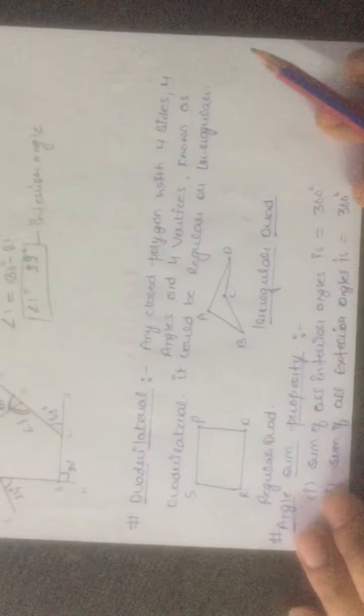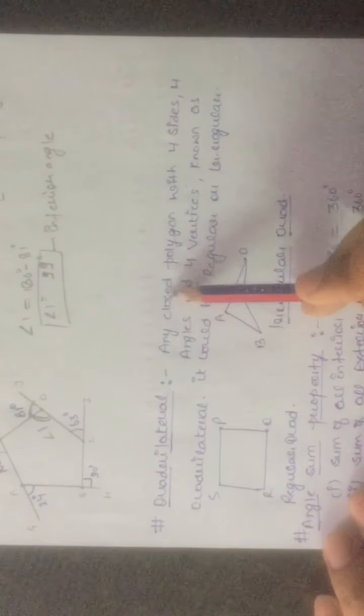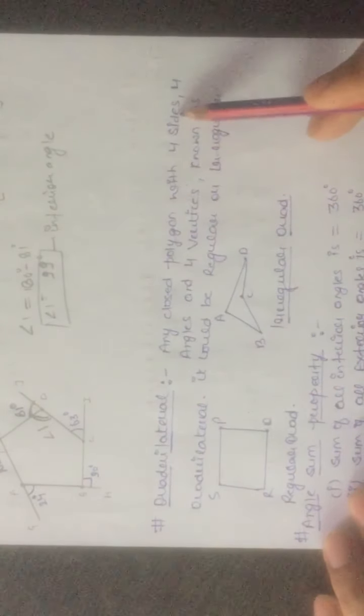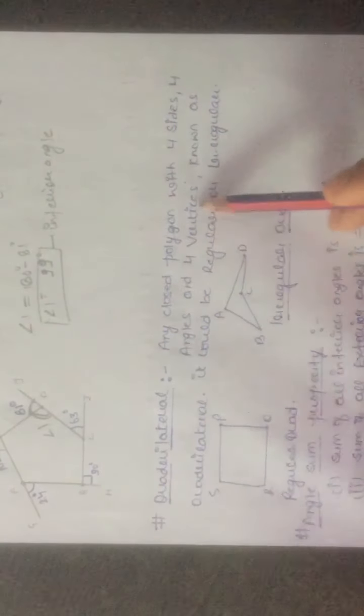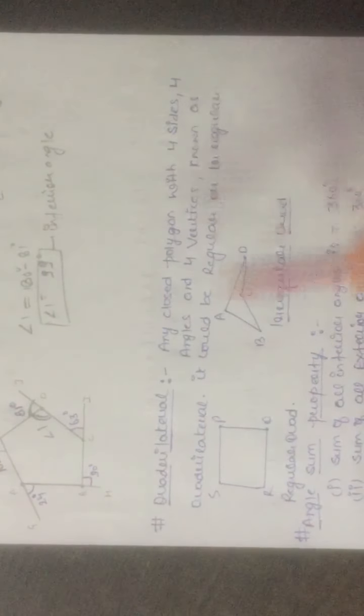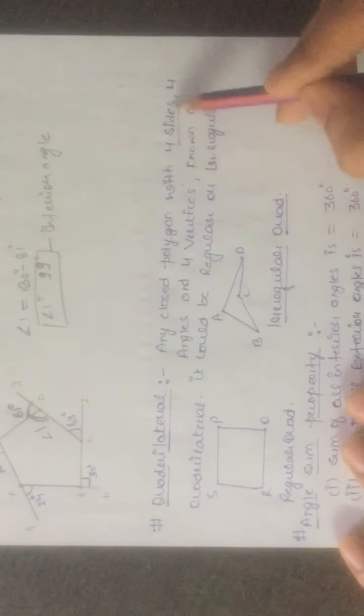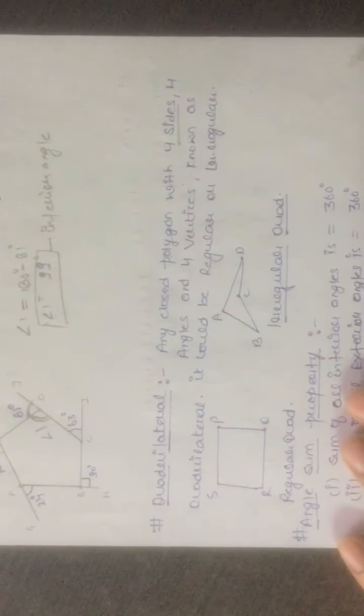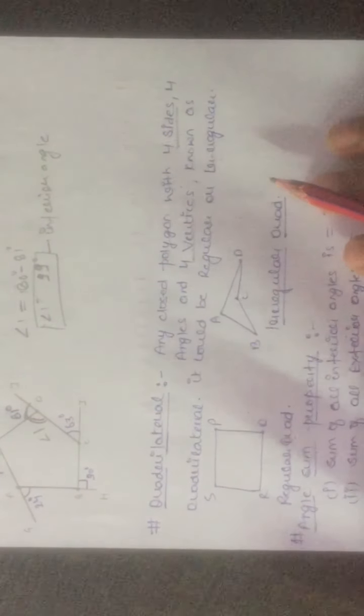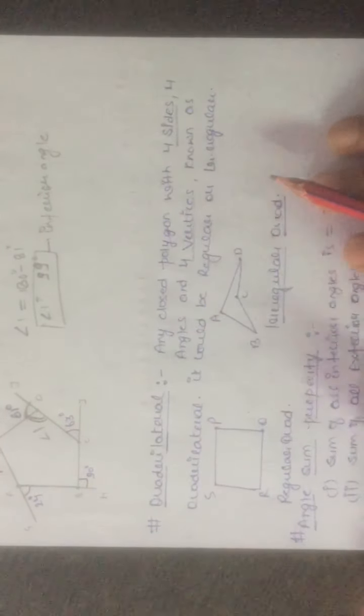Now quadrilateral. What is the meaning of quadrilateral? Any closed polygon with 4 sides, 4 angles and 4 vertices is known as a quadrilateral. It could be regular or irregular. Now we are going to discuss a specific type of polygon. We have 4 sides, that means the number of sides equals the number of vertices, so 4 vertices, and 4 angles. If we have 4 sides, 4 angles and 4 vertices, it becomes a quadrilateral.